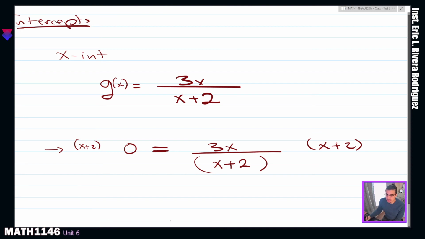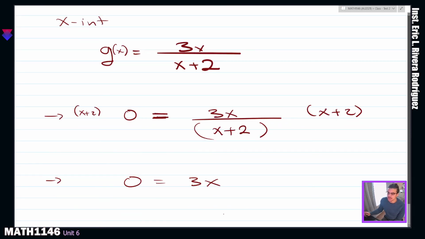So you can do a shortcut, and instead of writing the entire simplified version, just take the numerator, because the denominator is going to get cancelled. Take the numerator equal to 0, and then find the value of x that makes the entire numerator equal to 0.